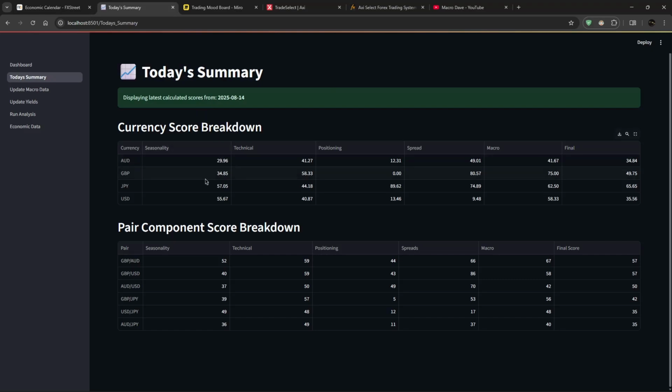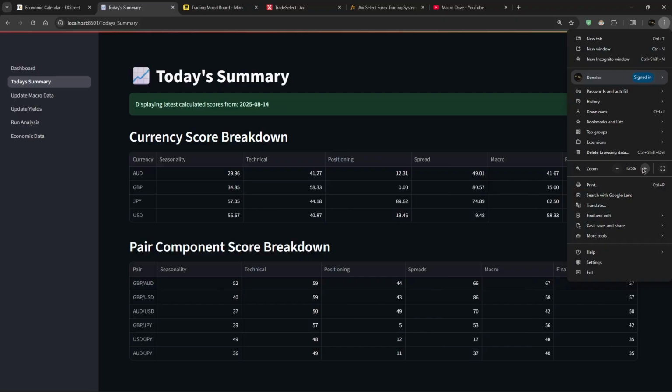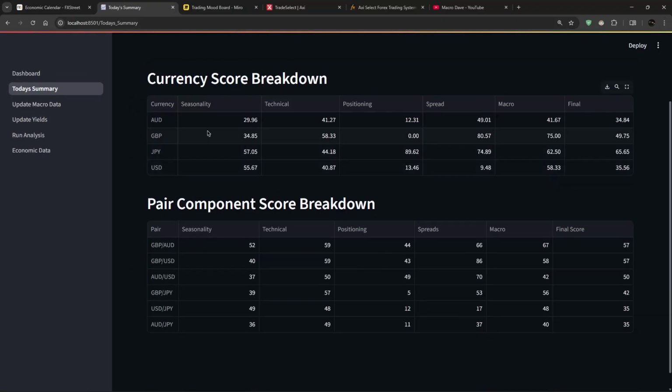I look at 5 different indicators, which is seasonality, technical. I should probably zoom in here so it's easier to see. So here I zoom in. I look at seasonality, technical, positioning, spread, macro, and then I use all of these 5 different indicators to generate an overall final score. And this score ranges from 0 to 100, with 0 being the most bullish and 100 being the most bearish.